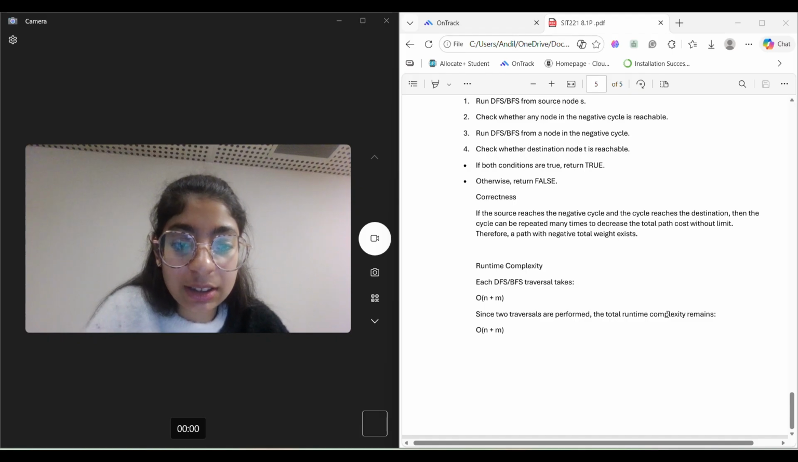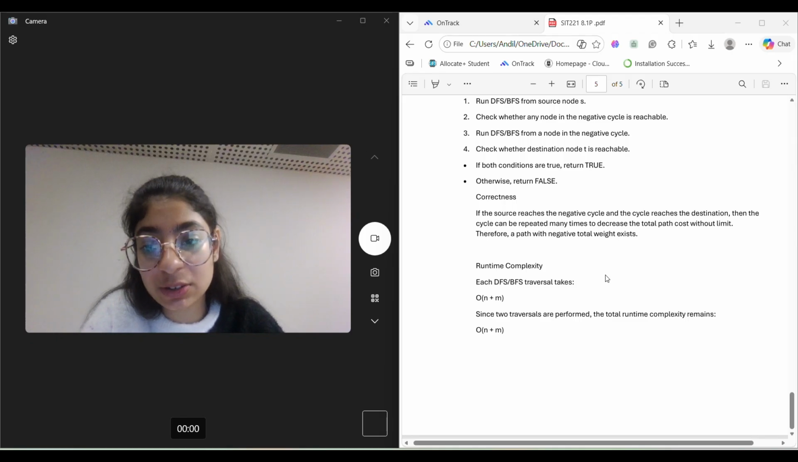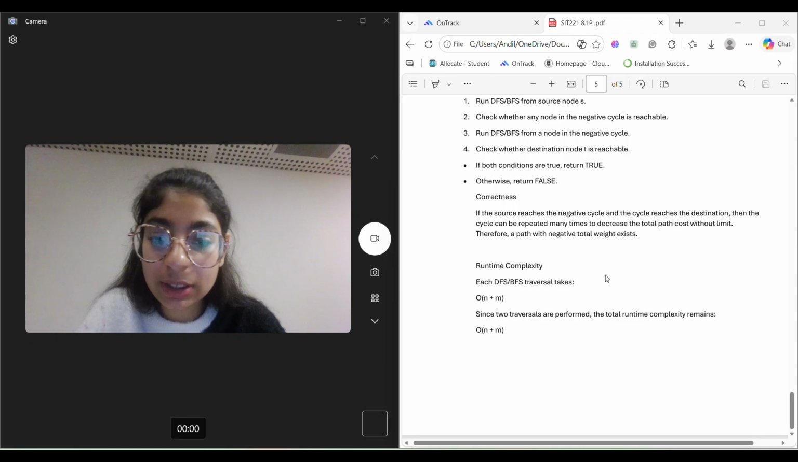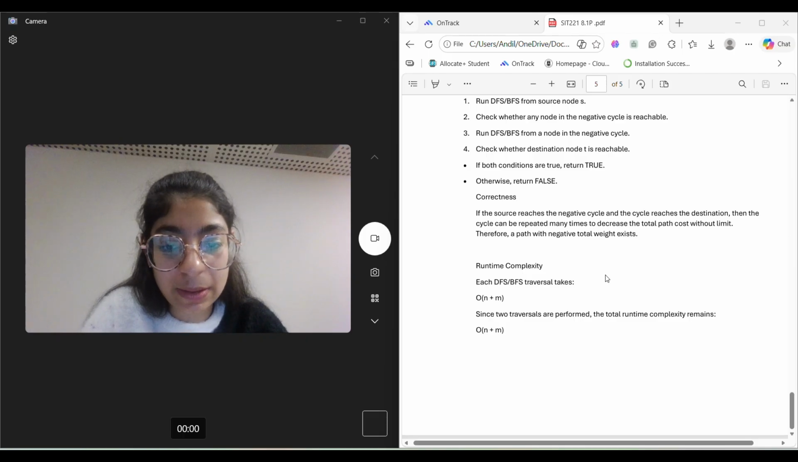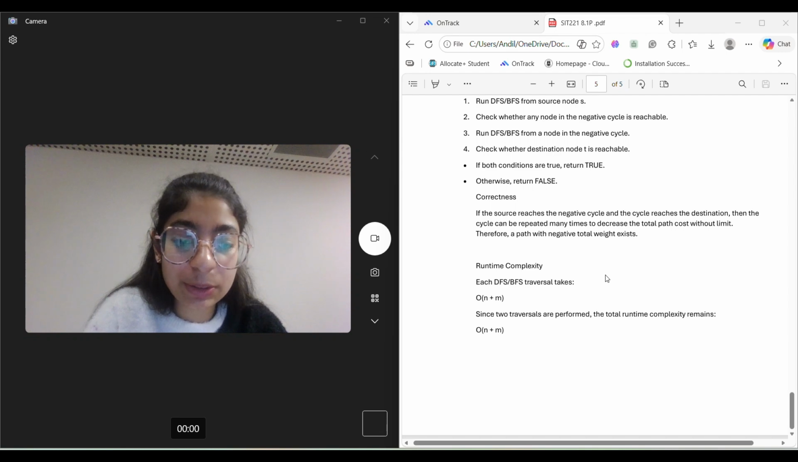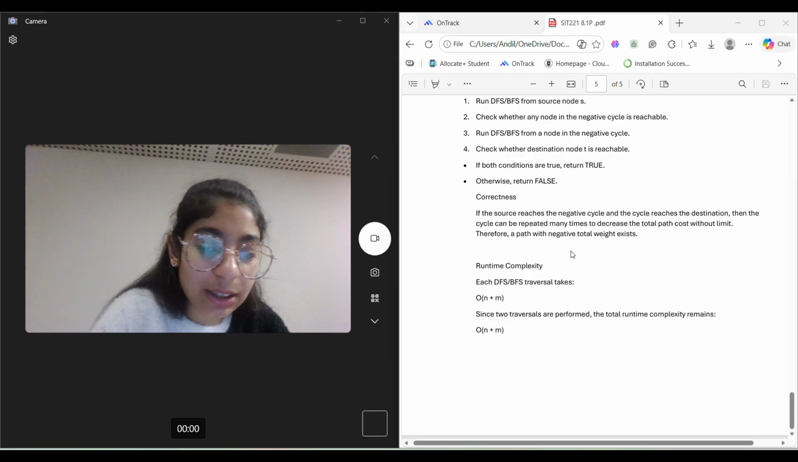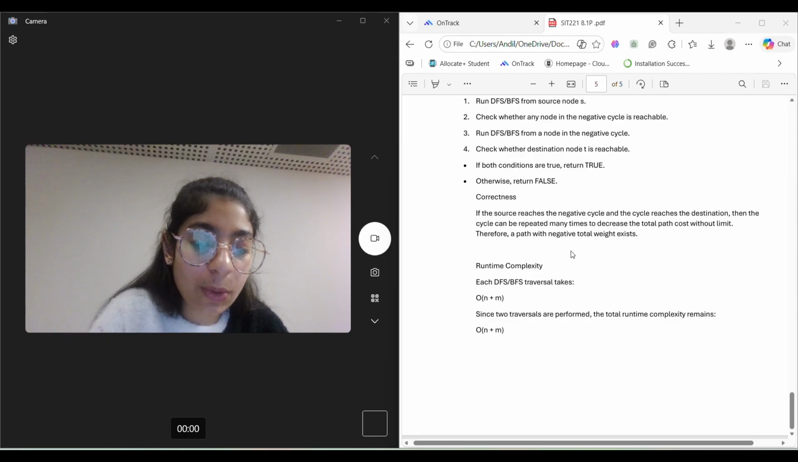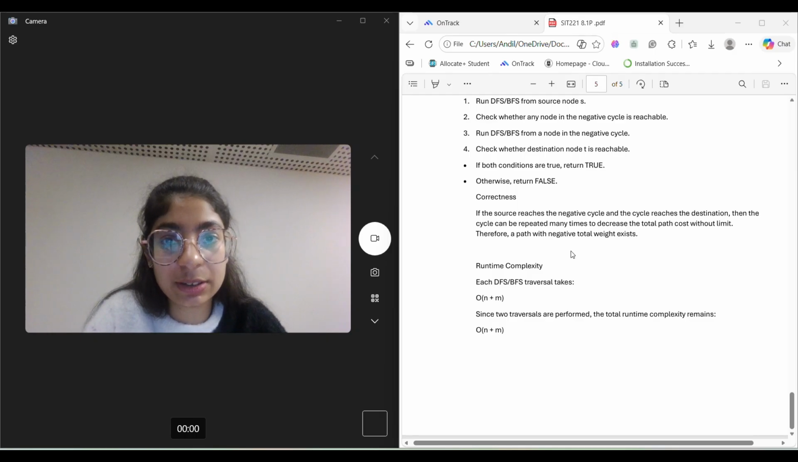Secondly, after starting the DFS from a vertex in the negative cycle, we have to check whether the destination node is reachable or not. If both conditions come true, the source can reach the negative cycle and the cycle can reach the destination. Then a negative weight path exists because the cycle can be traversed repeatedly to reduce the total path cost indefinitely. And the runtime complexity for that is O(n plus m), again because only two graph traversals are required. Thank you.